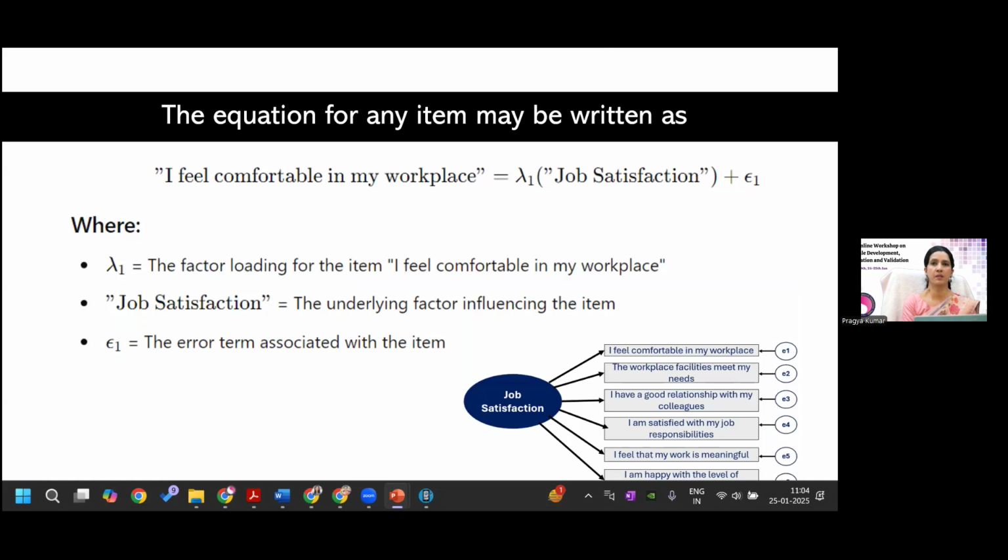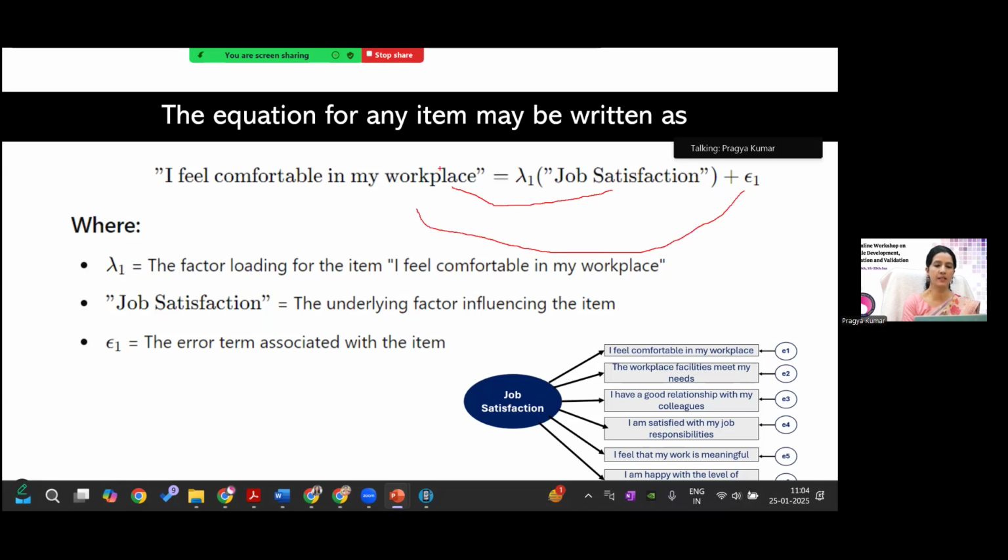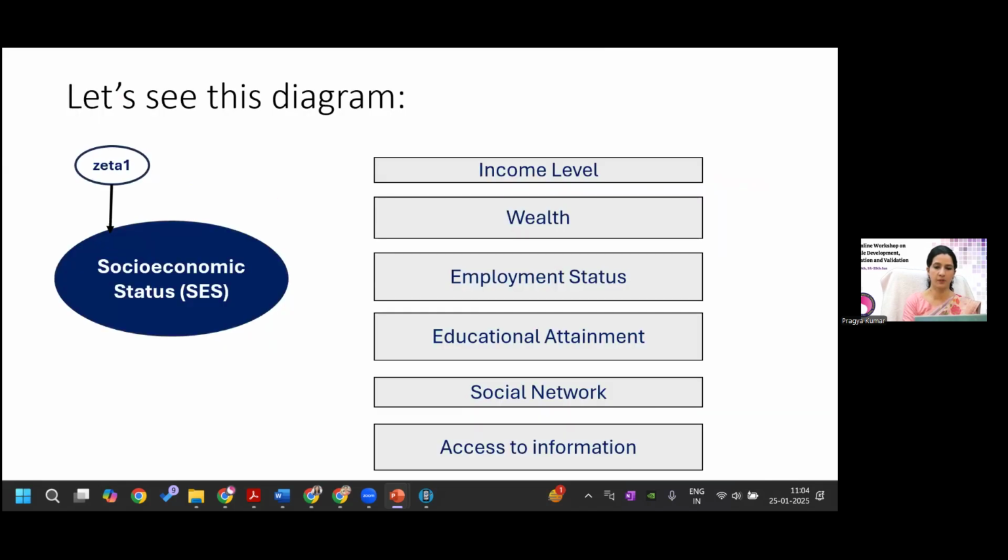Now, if my item is like this, you can see this was one equation which we drafted for one item, like 'I feel comfortable in my workplace.' This item's variance can be explained by job satisfaction and by this error. So the variance is again partitioned into variance due to this construct and the unexplained variance, or error term. So this was regarding EFA.